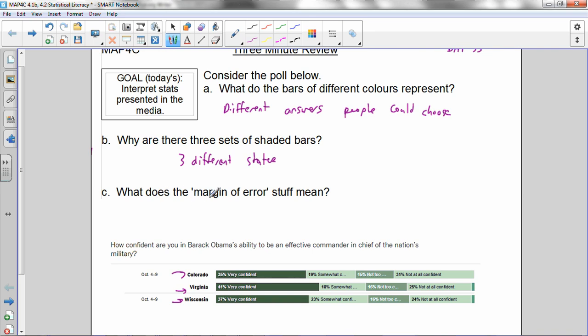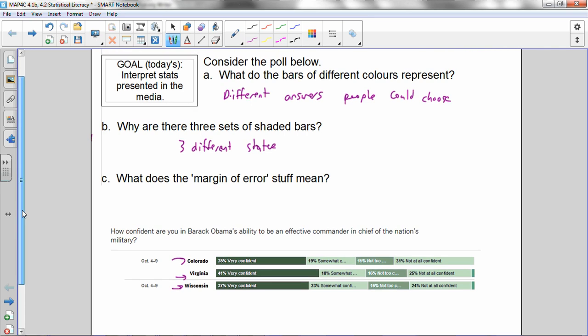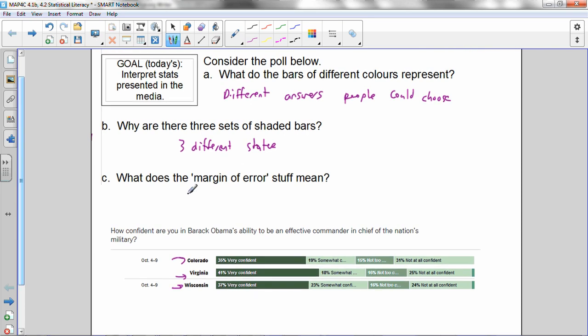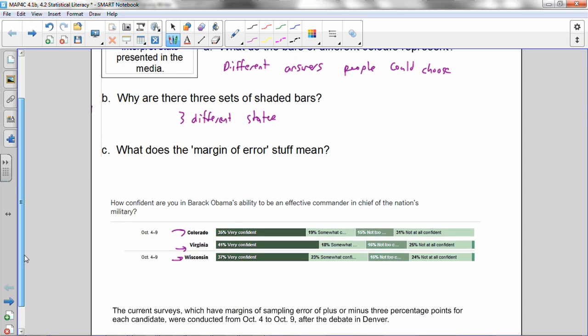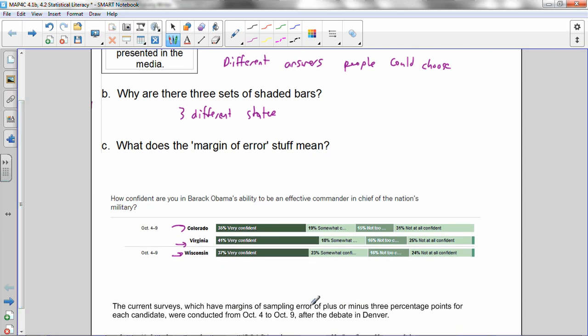And Part C, what does the margin of error mean? Now, this is a new thing probably for us in math, but we've heard of margin of error before. The margin of error is plus or minus 3 percentage points. So what does that mean? Well, let's take that 35. What they did is they phoned people, I think, and asked them this question, and they answered. And 35% of them answered very confident.